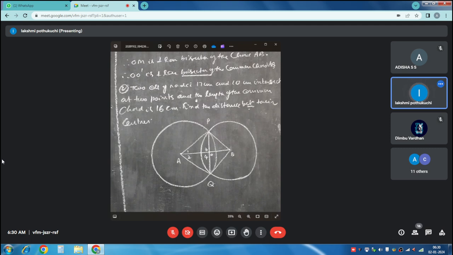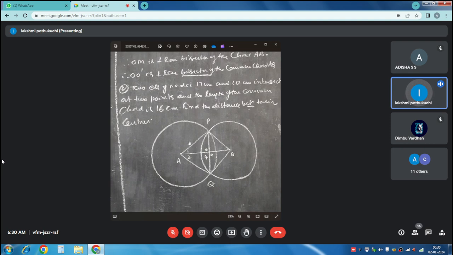What they gave: radius of the first circle is 17 centimeters, second circle is 10 centimeters. This is 17, this is 10. And the length of the common chord is 16 centimeters, children. This is 16.